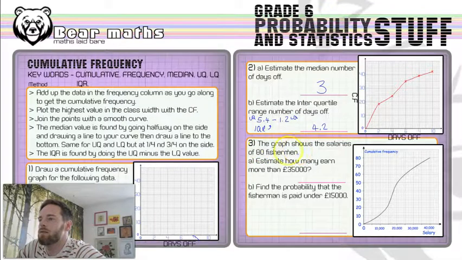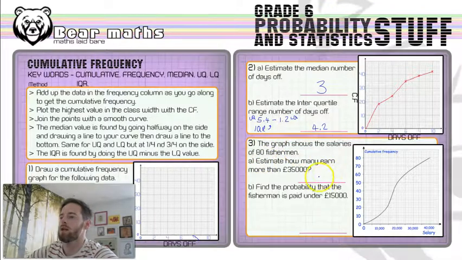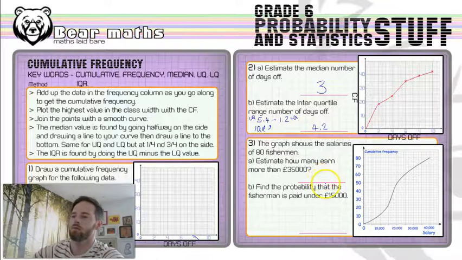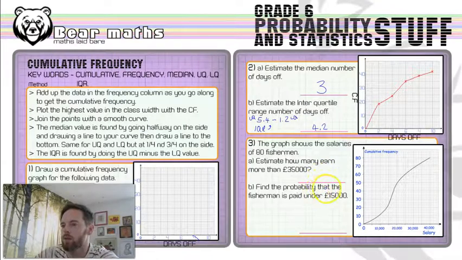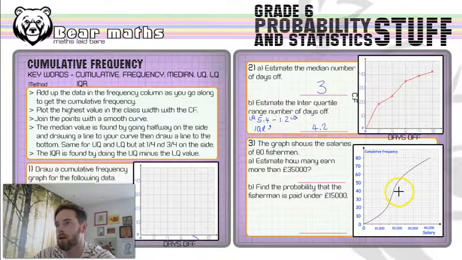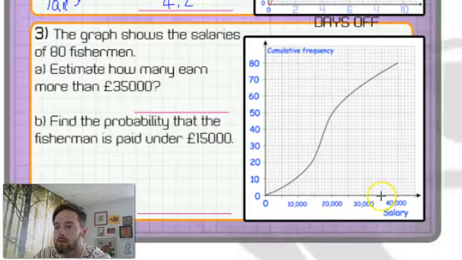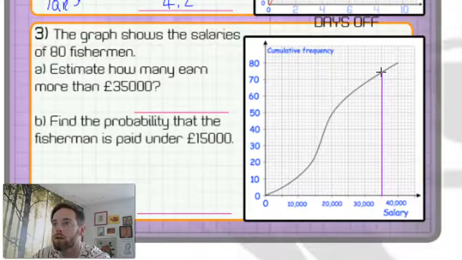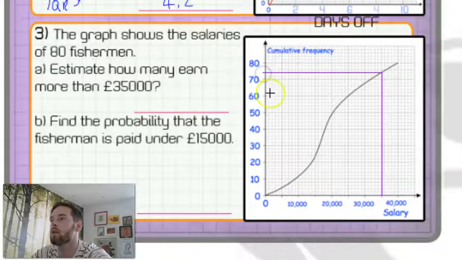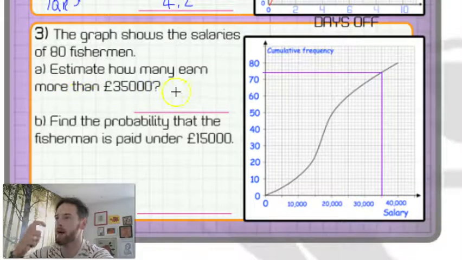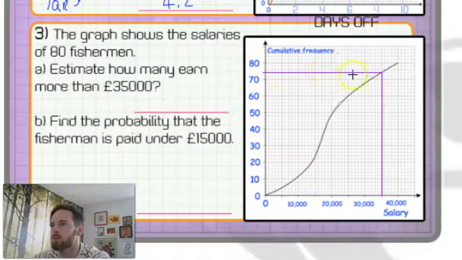The graph shows the salaries of 80 fishermen. Estimate how many earn more than £35,000. That's the first thing that we need to do. So if we zoom into this one, I'll show you what you need to do again. Typical cumulative frequency question, this one. You go to where £35,000 is, you do the opposite way round. Now you're going up and then you're going across and you're finding out what that is. So it says how many earn more than, that's everything above that line you've just drawn.